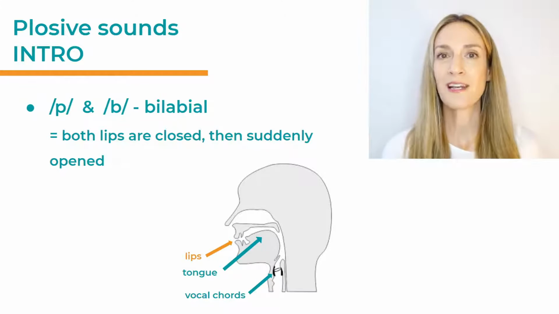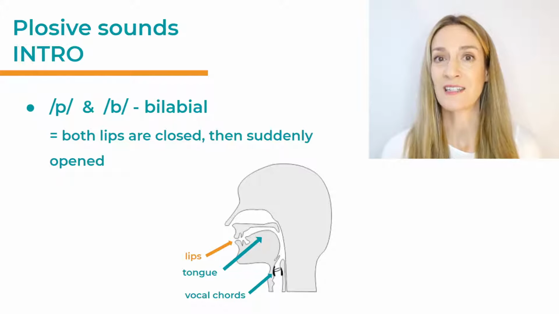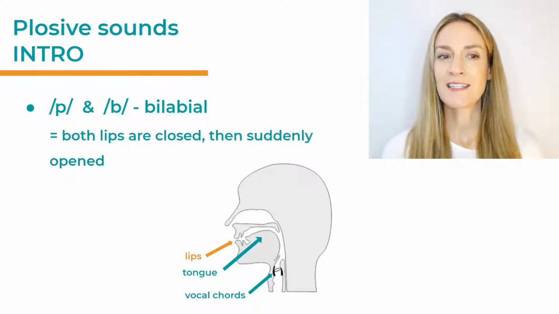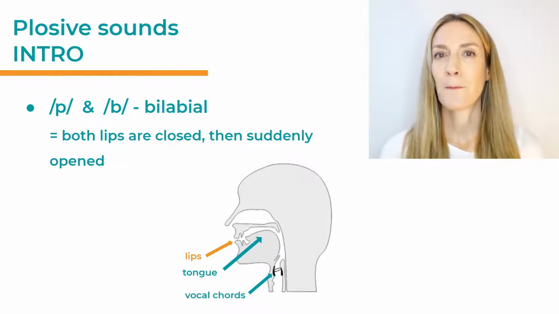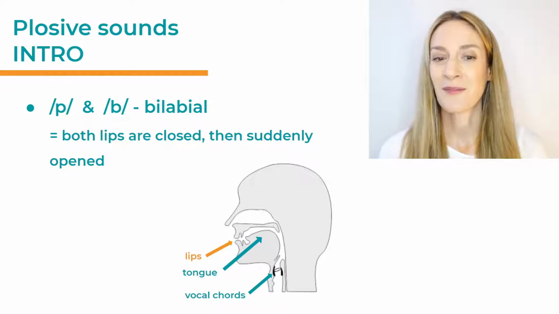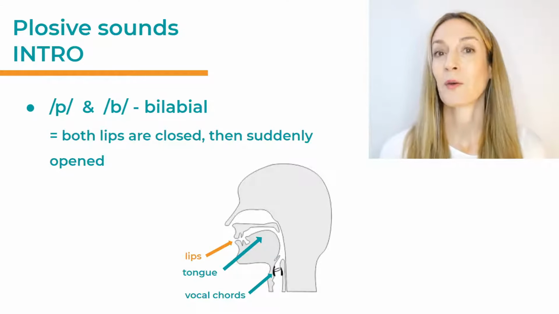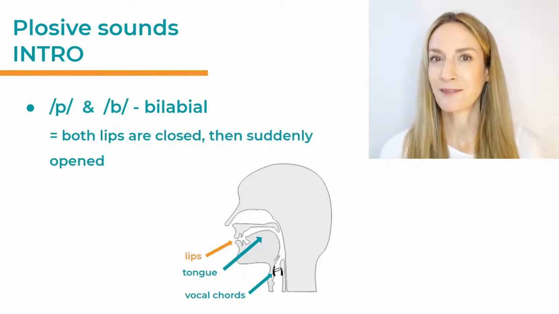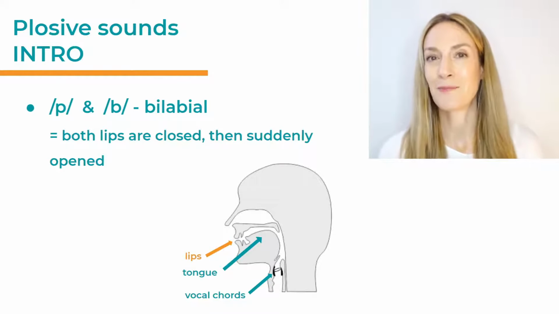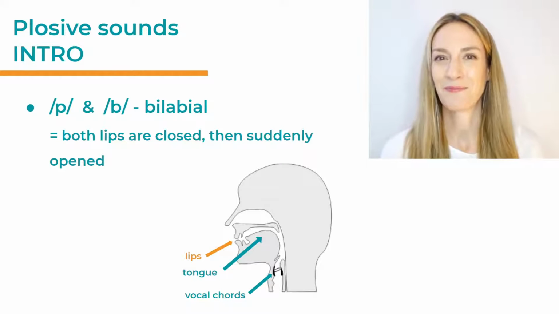So we close our lips, and this is where the closure is, and then we suddenly release them and open them. P, b. And this is what forms the sound. So here the sound is formed right at the front of the mouth with both our lips closed, and that's why they're called bilabial. Bi, two, and labial, lips, with the two lips closed.